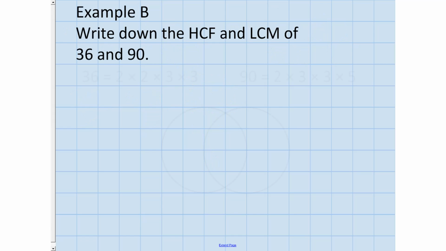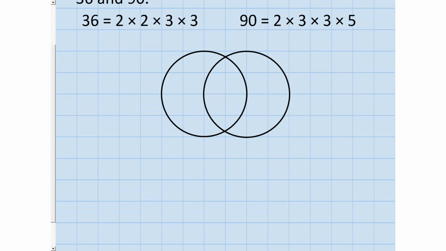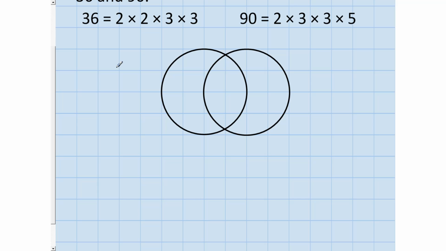Let's do one more. So HCF and LCM of 36 and 90. And prime factor decomposition, 36 is 2 times 2 times 3 times 3. And for 90 it's 2 times 3 times 3 times 5. Again, draw our overlapping circles. Look for things they both share.